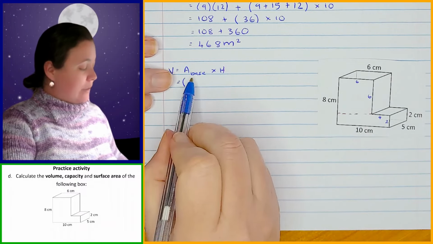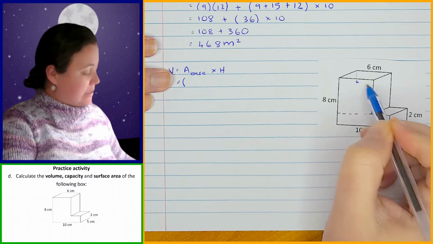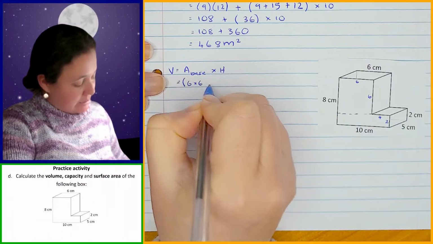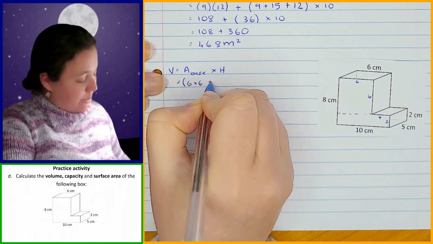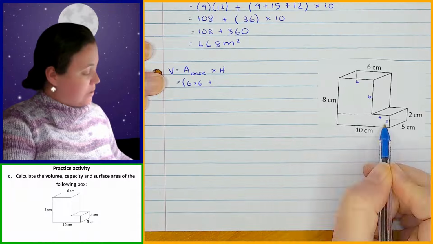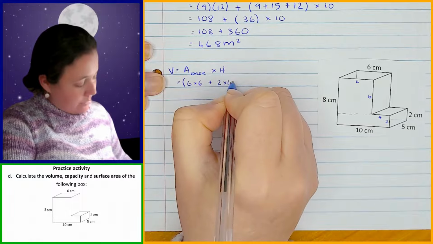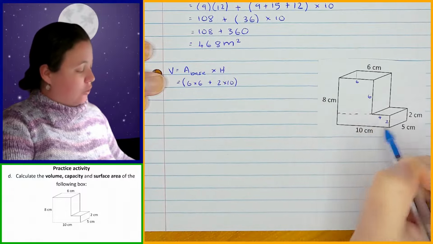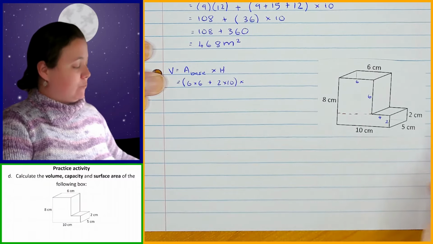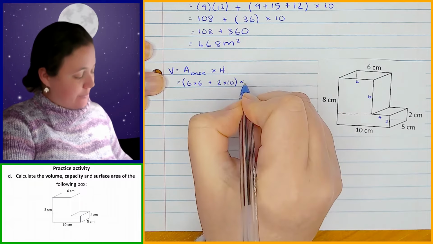Okay, so the area of the base is going to be, this over here is 6 times 6, so it's actually a square over there. So 6 times 6, or 6 squared, plus this rectangle over here is going to be 2 times 10. So that gives me the area of that whole base shape. And then I multiply that by the height of the prism, which is the distance between the 2 ends. So that's going to be the 5 over there.